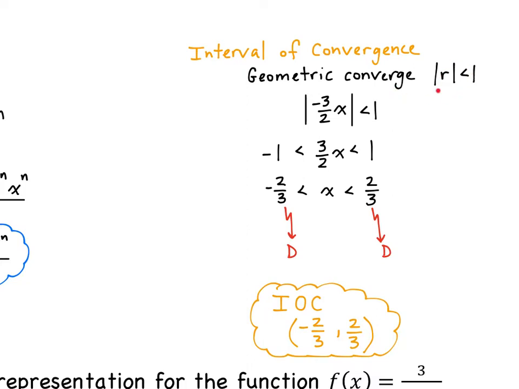So we know that this converges when the absolute value of our radius is less than 1. Well, our radius is negative 3 halves x, so when that's less than 1, I can essentially forget about this negative when we solve this inequality, all right? So we're setting up that inequality, multiply all three parts by 2/3, and we get this right here.